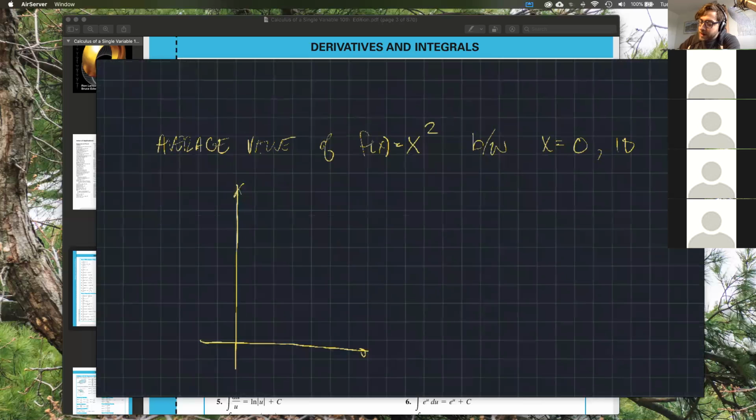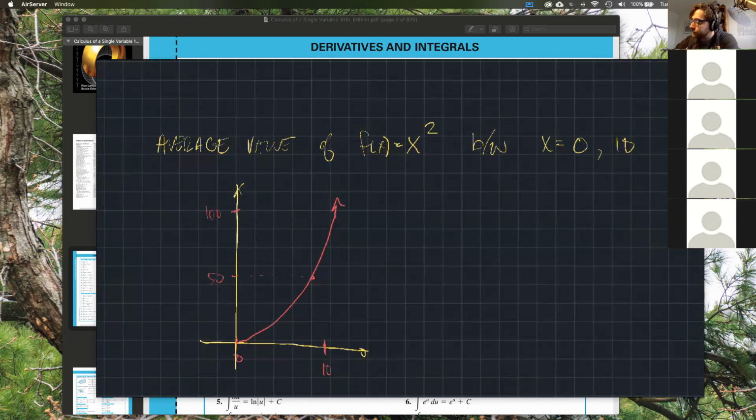x squared between 0 and 10 is going to look something like this, right? If this is 10 over here, this is 0. The average value between 0 and 10, well, at 10 it's 100, right? So the y coordinate here is going to be 100, because 10 squared is 100. So we might expect the average value to be 50, right? Which is halfway in between. Is it going to be that? Well, let's find out. Let's calculate it.